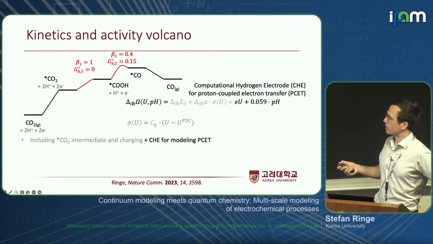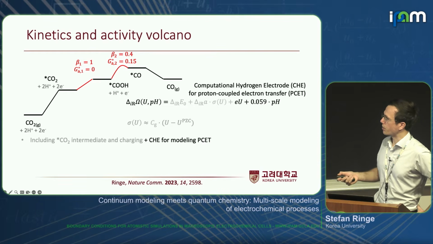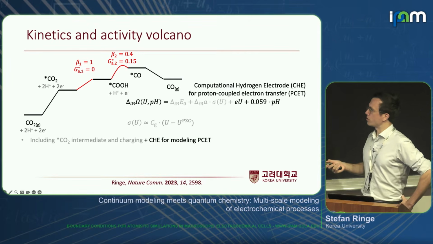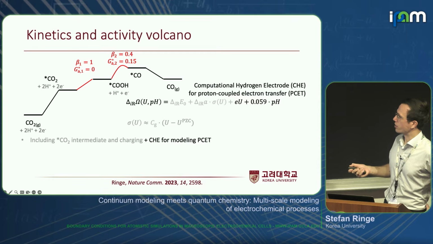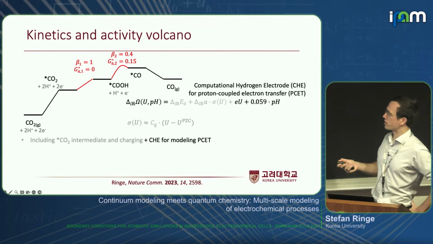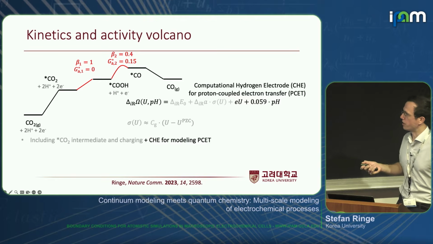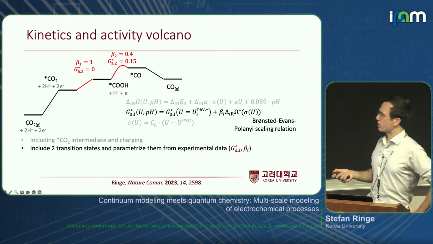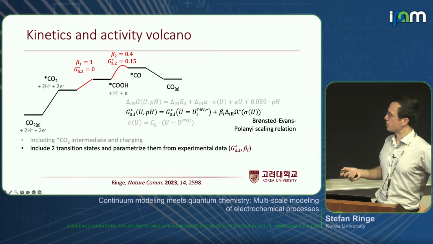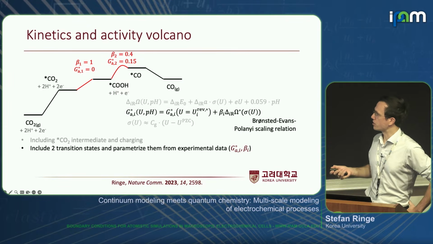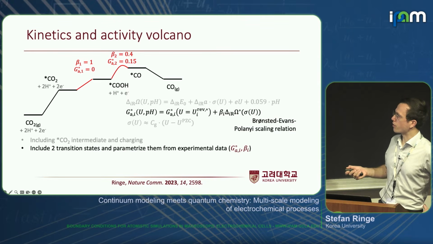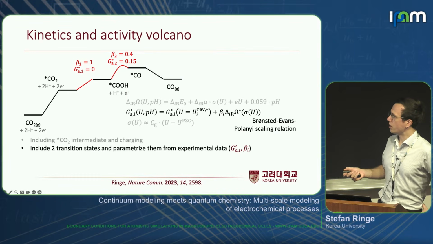Then we have to add the terms from the computational hydrogen electrode. So when we have from here CO2 adsorbs, and then we have a proton-coupled electron transfer, we need to express the electrochemical potential of electrons and protons. And we can do this using the computational hydrogen electrode. Then we have here this eU plus 0.059 times pH terms in there. And then for the kinetic energy barriers, we just used the Brønsted-Evans-Polanyi scaling relations. So we just take the thermodynamic driving force and multiply it with the scaling factor, and everything is referenced to the reversible potential of each step.